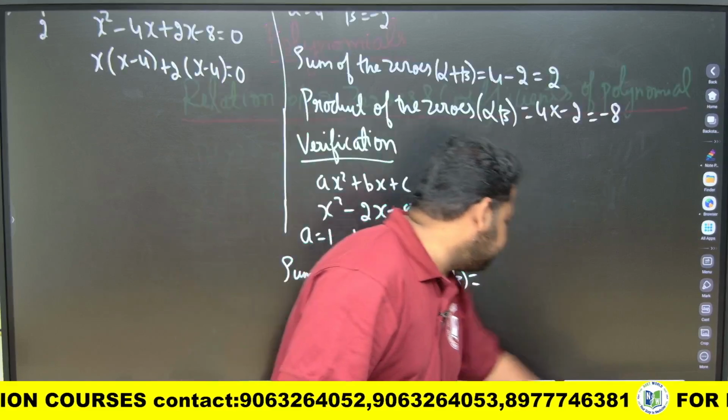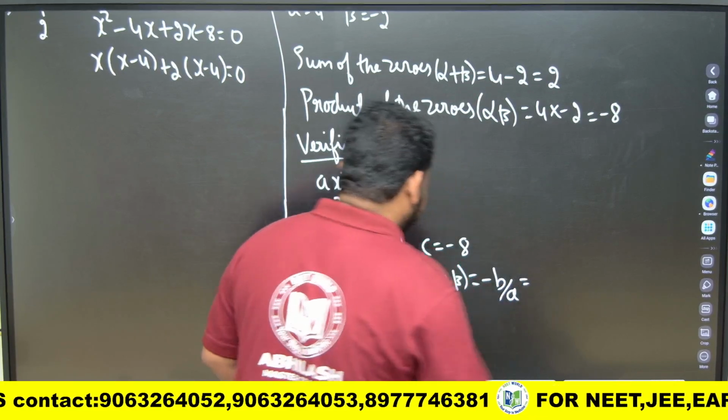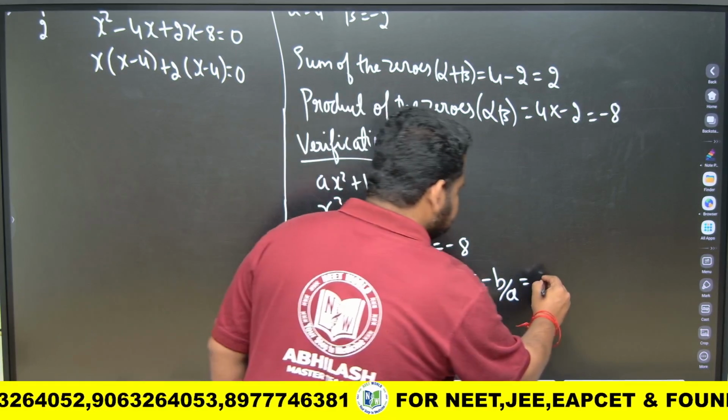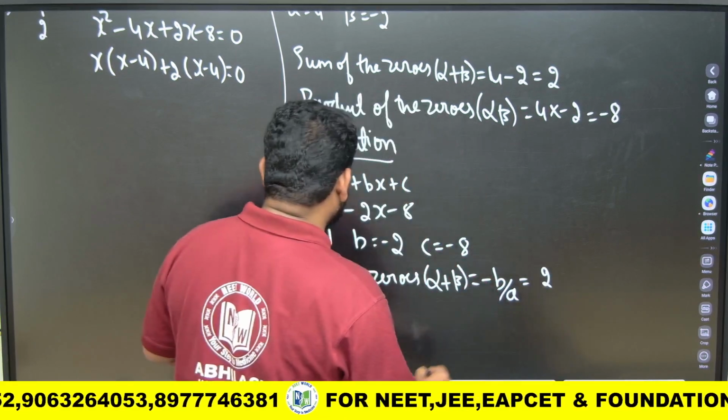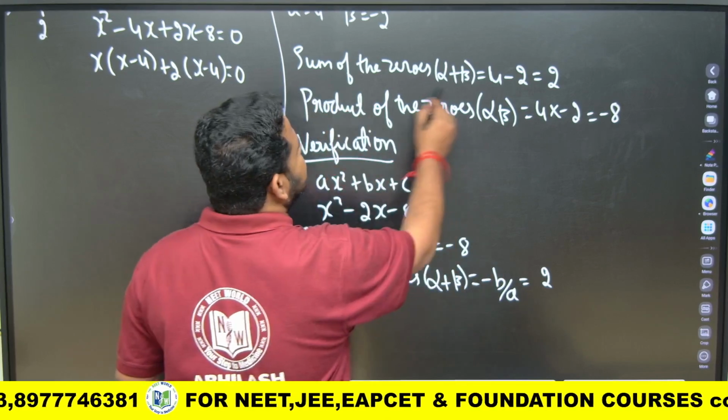So if I apply minus b by a here, what will I get? Minus b by a. So b is what, friends? b is 2. If it is minus, minus into minus will become plus. I'll get it as 2. A is nothing but 1. So I can write it as just 2. So sum of the zeros I got here as 2.